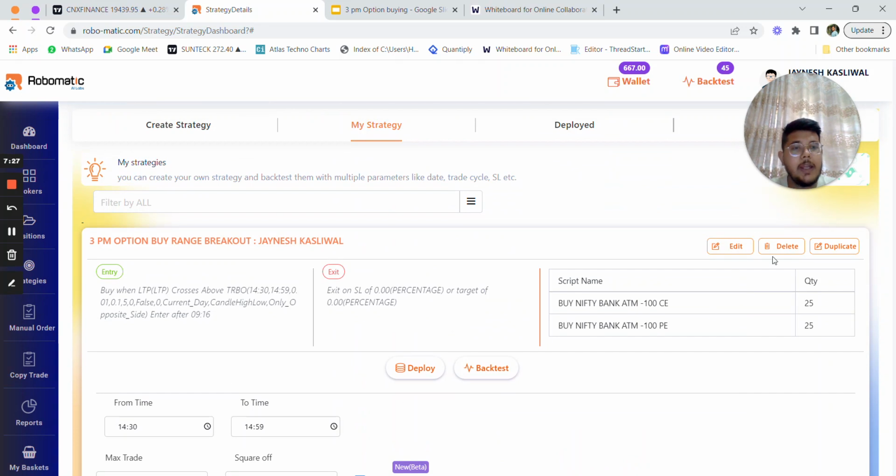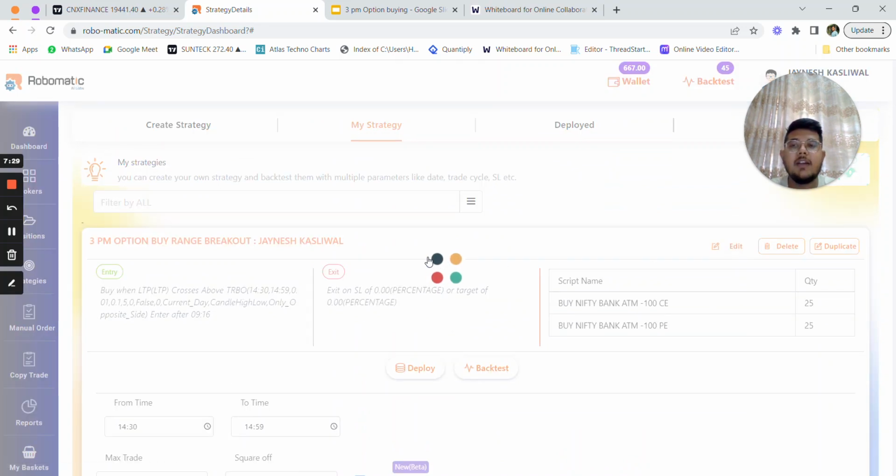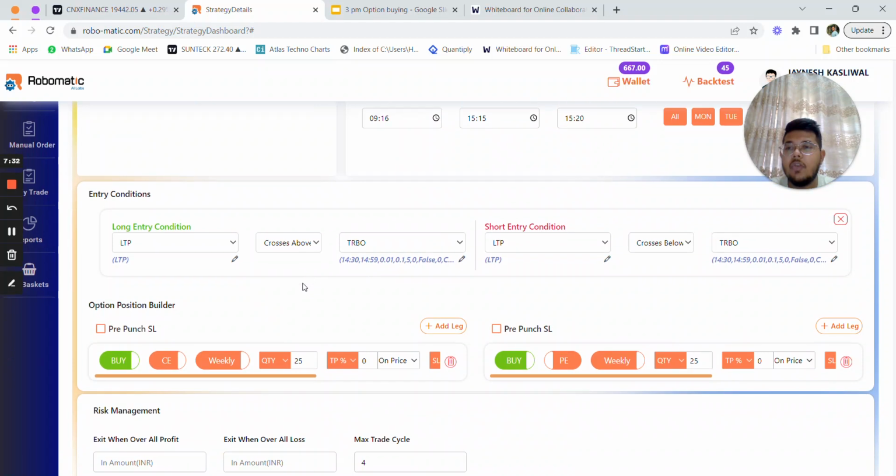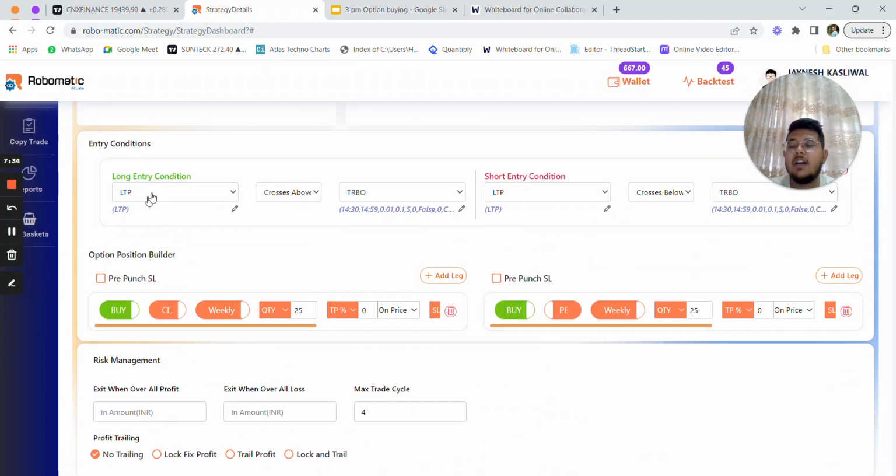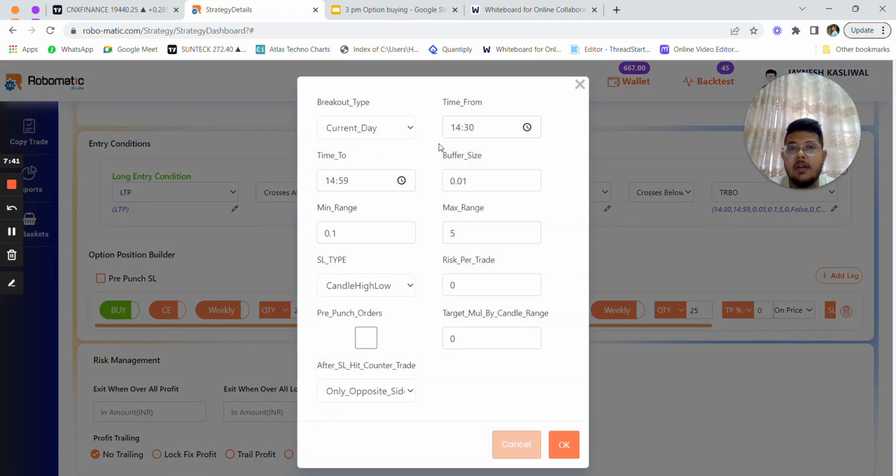Now let us understand the strategy part here in a very simple manner. So the long entry conditions are, whenever the LTP, the last traded price, crosses the range breakout of 1430 to 1459 rupees, that is 230 to 259, we are going to buy this option, in the money one option, with the SL of candle high as well as candle low here. So it could be candle low if we are buying an option on the call option side here, right?